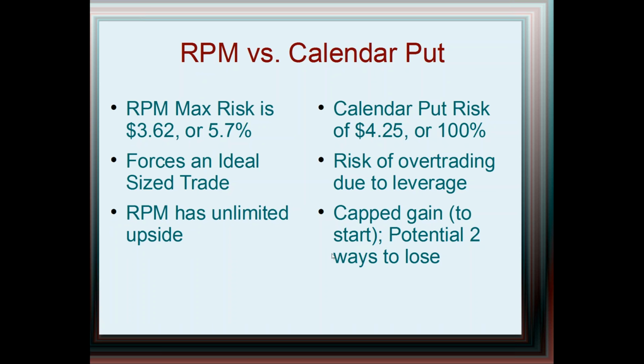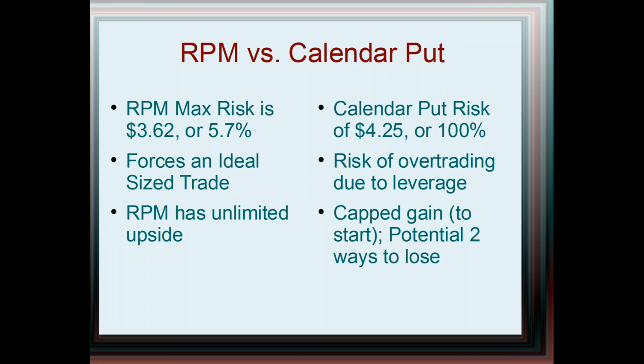The RadioActive trade, the max risk would only be 362 or 5.7% of what we invested in the position. The calendar put we saw would have a risk of 425 or 100% of what we have invested in the position.